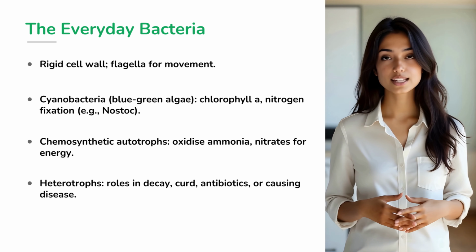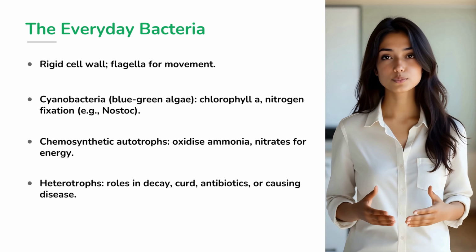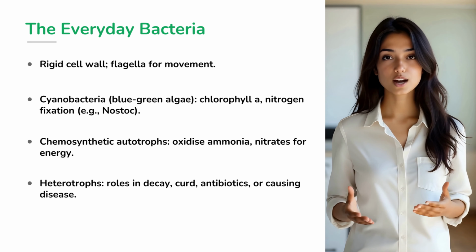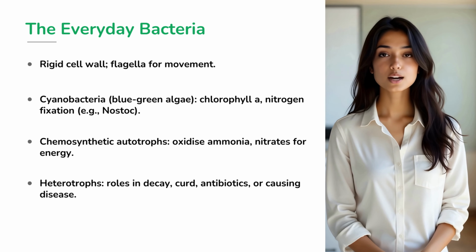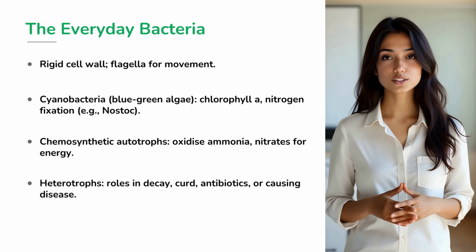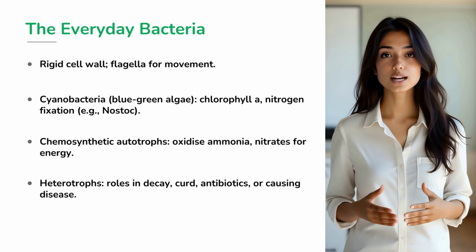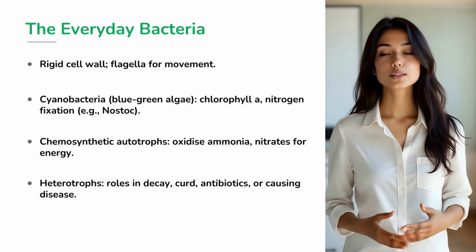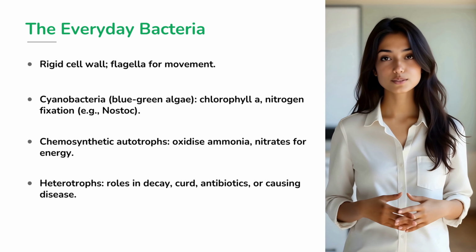Some, like Nostoc and Anabaena, even fix atmospheric nitrogen in special cells called heterocysts. Then we have chemosynthetic autotrophs. These bacteria don't rely on sunlight. Instead, they extract energy by oxidizing ammonia, nitrates, or nitrites, fueling ATP synthesis. Of course, many are heterotrophs. They help decompose waste, ferment curd, and even produce antibiotics. Yet, some cause diseases like cholera, typhoid, and tetanus. It's a kingdom of both allies and adversaries.